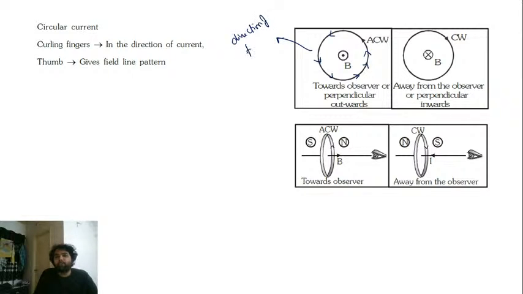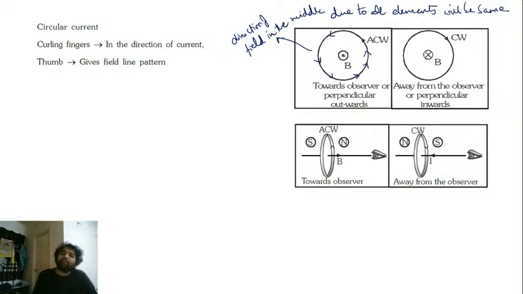Direction of field in the middle due to all elements will be same. So you can directly add them scalar wise and you can give the total direction to be this. Similarly, if the current is flowing in this direction, so right hand curl method, you can use the inverse of it also. When current is flowing in circle, you take current circle to be like this and the direction of magnetic field will be given by thumb. So circular current, exactly, curling fingers will give direction of current and a thumb will give you field line pattern.